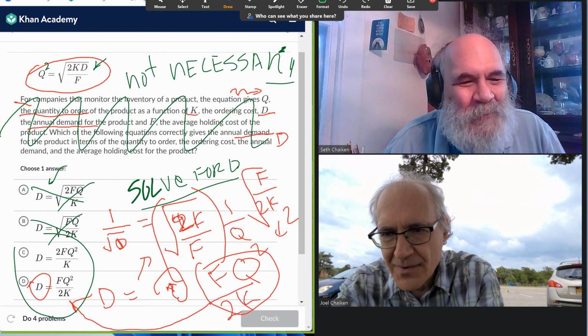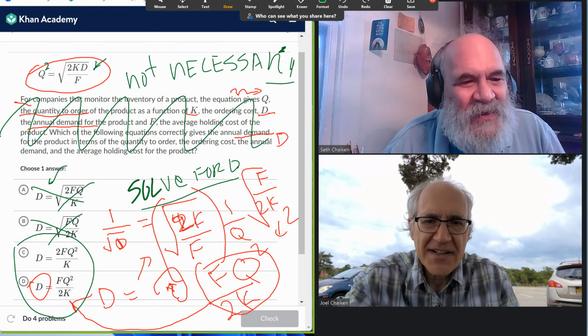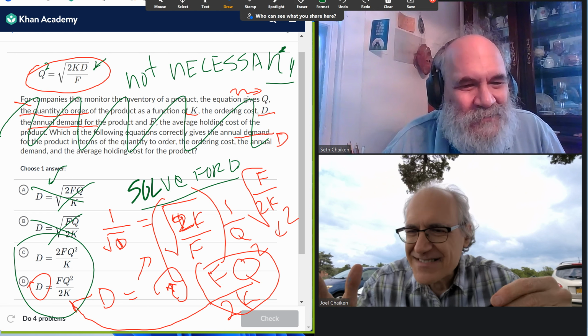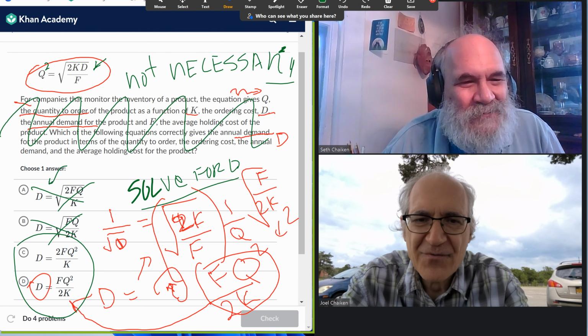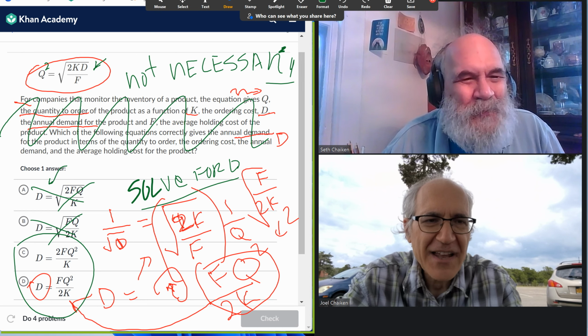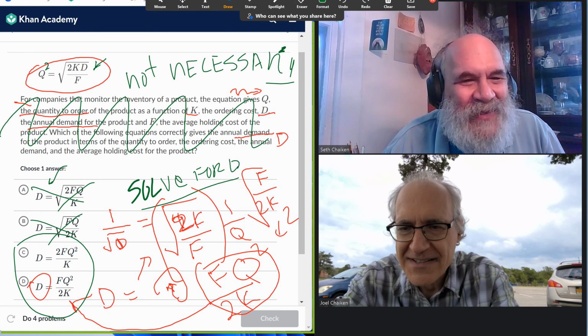So it's only between these two. Then I would have done some algebraic manipulation, similar to what Seth did. I would have done some algebraic manipulation, but I wouldn't have finished the problem. I would have done enough algebraic manipulation to realize that it's this one.